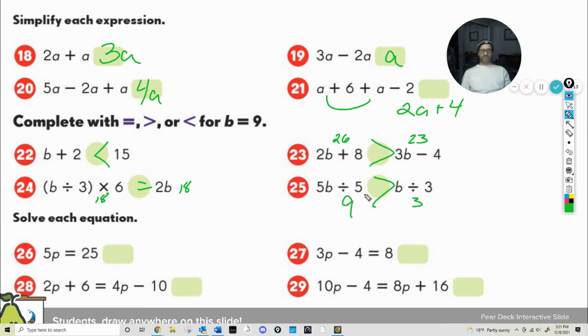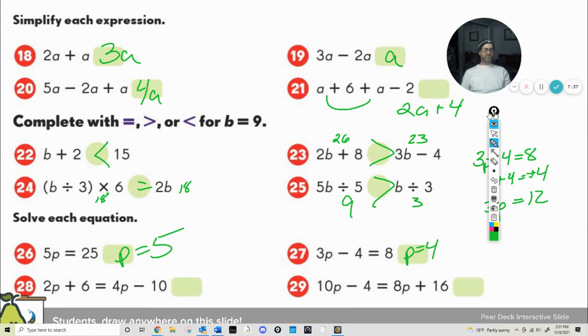Boom. Solving for each equation. This first one, 5 times what is 25? p equals 5. For 3p minus 4 equals 8, to each side I'm going to do plus 4. 3p equals 8 plus 4 is 12. 3 times what is 12? p equals 4. Okay.